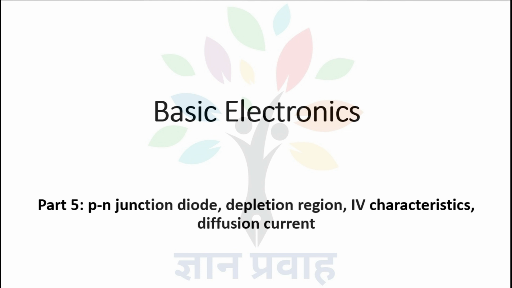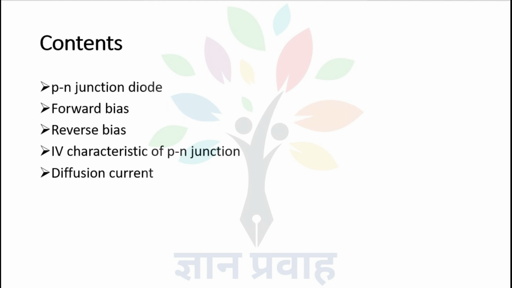And in this lecture, we will discuss PN junction diode, depletion region, IV characteristics of PN junction diode, and diffusion current. The contents of this lecture are PN junction diode, forward bias of PN junction diode, reverse bias of PN junction diode, IV characteristic of PN junction diode, diffusion current of PN junction diode.